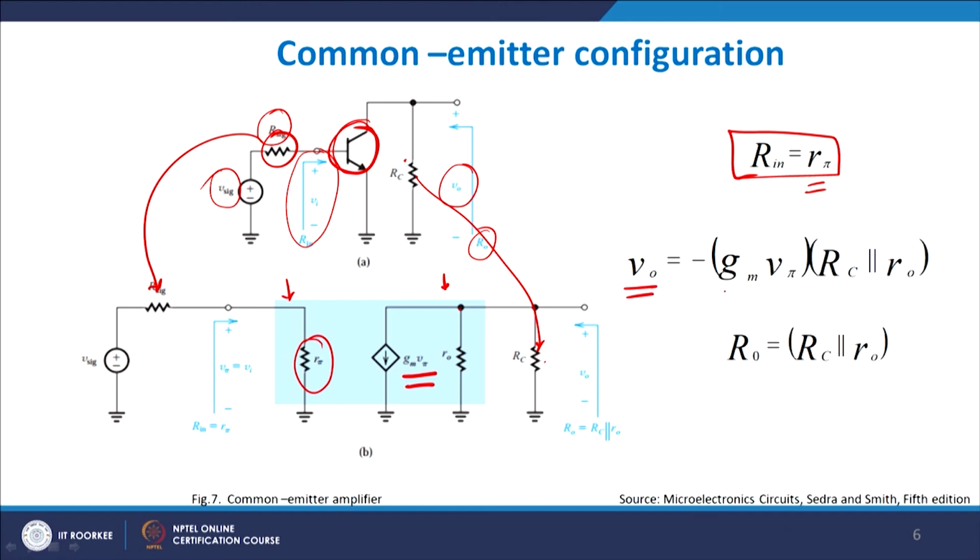The current is GM times V pi, where V pi is the voltage across VBE. This multiplied by the effective resistance seen by the current, which is RC parallel to RO, gives V0. So the output impedance is RC parallel to R0. This is the output impedance you see, so for a common emitter configuration we were able to find the output impedance.